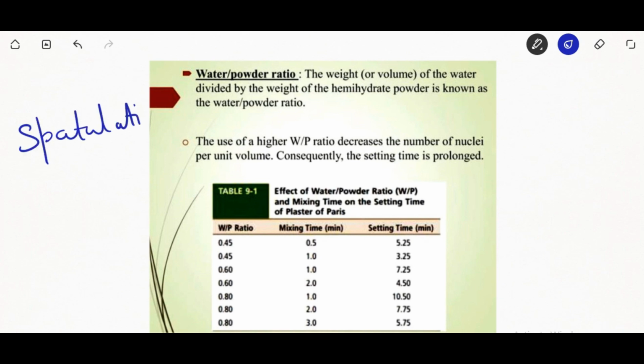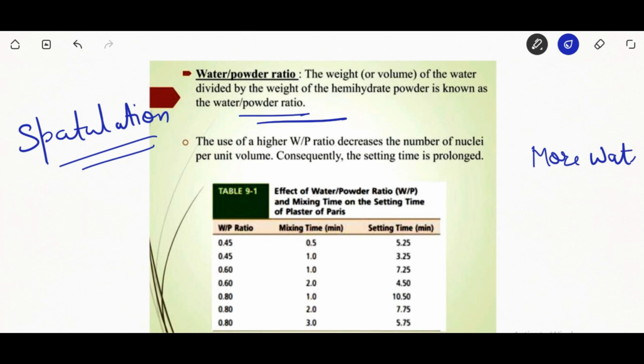Next is the mixing and the spatulation. Within the limits, the longer and more rapidly the gypsum products are mixed, the shorter will be the setting time. As we know, the crystals will be broken up by the spatulation process, so that will result in more nuclei of crystallization. So it will set faster.